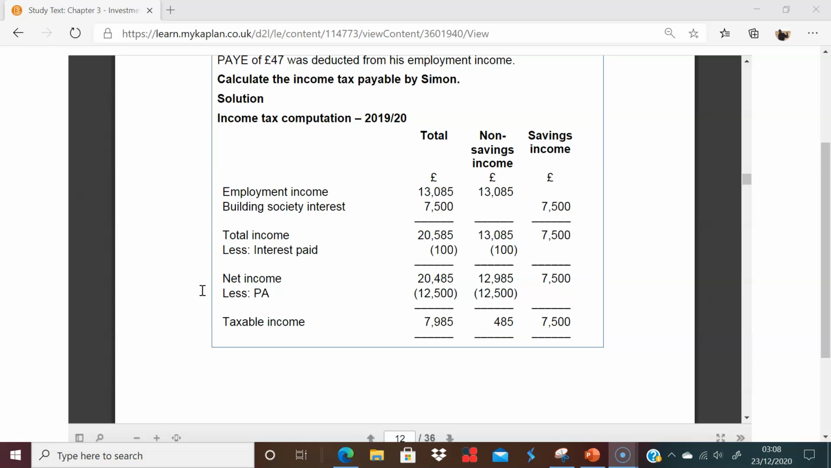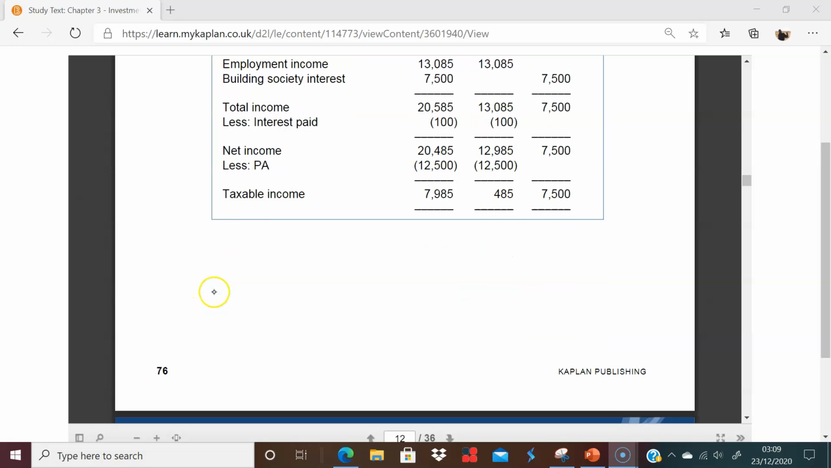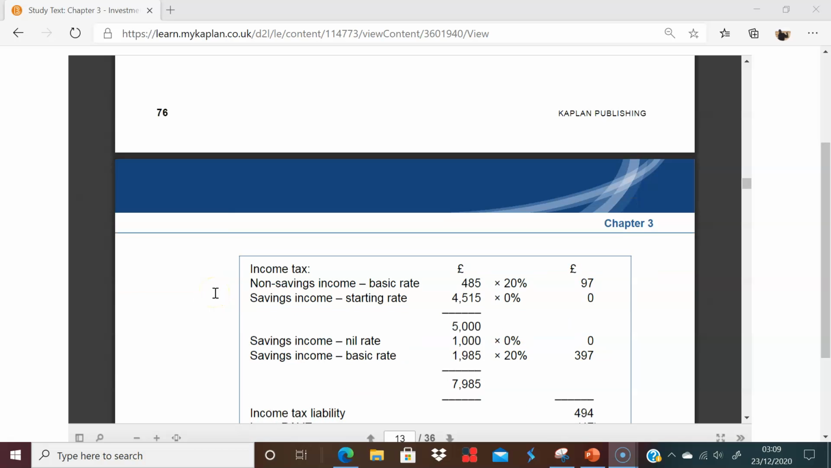Now we've taken off personal allowances here, taken off the reliefs. This is the interest on any loans taken out for business use, and then you have this, take off the personal allowance, and then you now have 485 and 7,500. Now again, there is space here, 485, and then in the starting rate of 5,000, there's four. Just doing this in my head, 4515. Yes, 4515 is available at the starting rate.